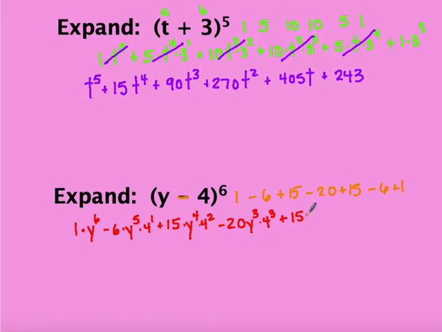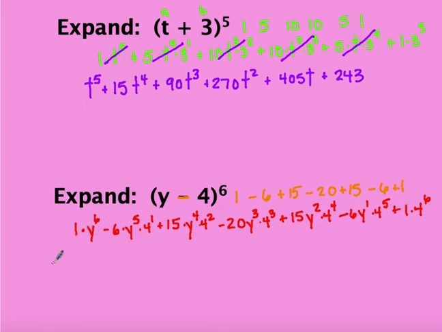plus 15, y is lowered, 4 is raised, all the while keeping 6. 5 plus 1 is 6, 4 plus 2 is 6, 3 plus 3 is 6, 2 plus 4 is 6, minus 6 y to the 1st times 4 to the 5th plus 1 times 4 to the 6th power. And then we're going to go ahead and multiply that out.